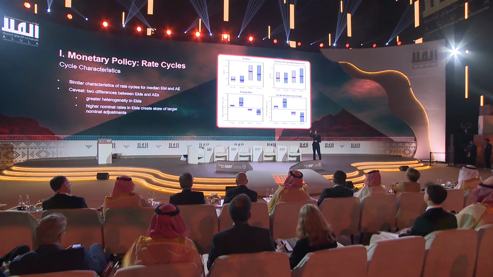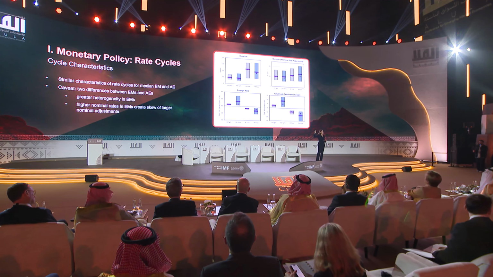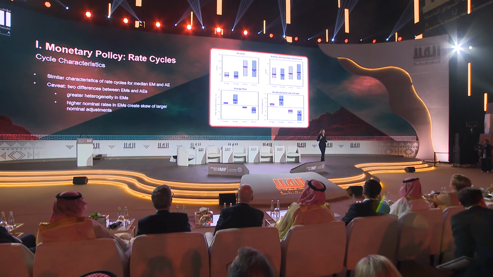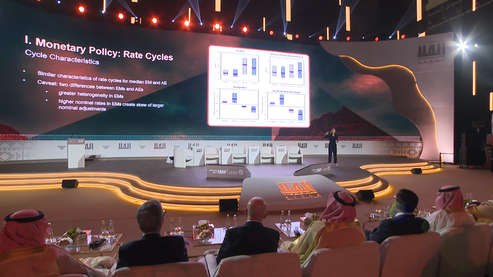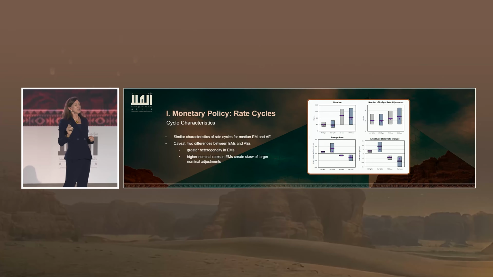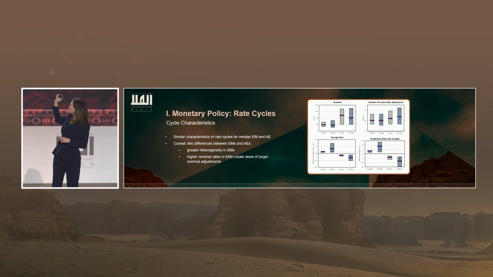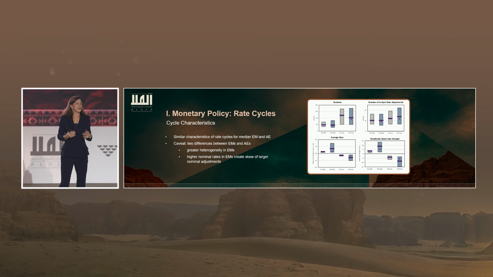So for each of these graphs, the left side are characteristics of tightening phases, the right side are of easing phases. The gray bars are for advanced economies. The blue is the same statistic for emerging markets. The diamonds are medians, the lines are means, and then this shows the 10 to 90% range for each. And each of these is a statistic of a tightening or easing cycle.